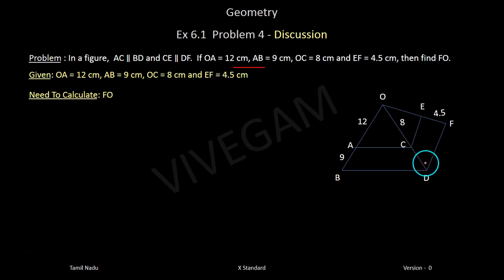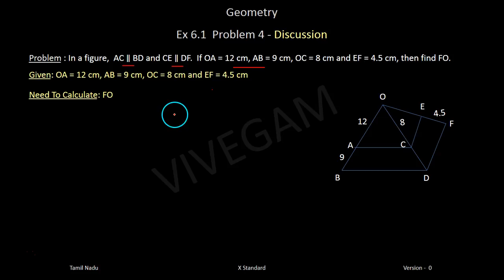Once you know CD, again apply Thales theorem to ODF, which means 8 by CD will be equal to OE by OF. Since we know CD, from that equation we will be able to calculate OE. Once you know OE, OF or FO is nothing but OE plus EF. So basically you'll have to apply Thales theorem twice. When they say parallel, it should ring a bell that Thales theorem is highly likely to be employed.